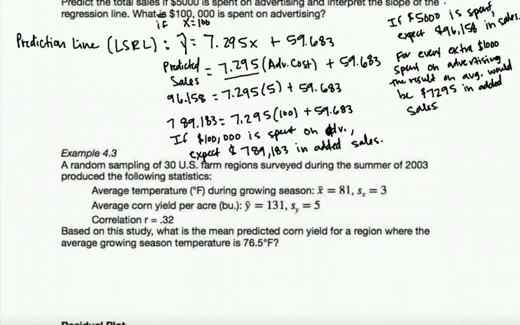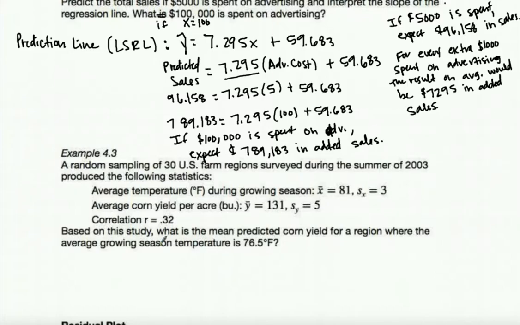All right, example 4.3. A random sampling of 30 U.S. farm regions surveyed during the summer of 2003 produced the following statistics. The average temperature in degrees Fahrenheit during the growing season, our X bar, is equal to 81, and our standard deviation for X is 3. The average corn yield per acre is Y bar equals 131, and our standard deviation of Y is equal to 5. Our correlation is 0.32. Based on this study, what is the mean predicted corn yield for a region where the average corn growing season temperature is 76.5 degrees Fahrenheit?